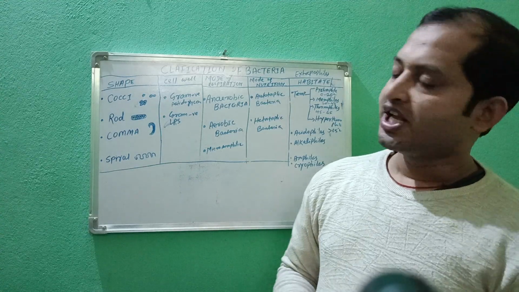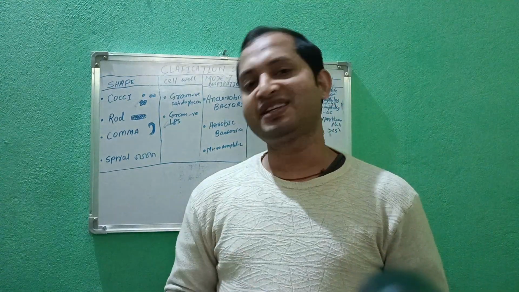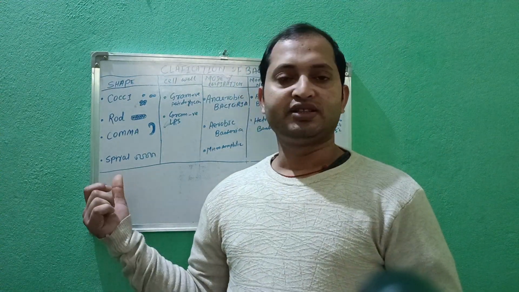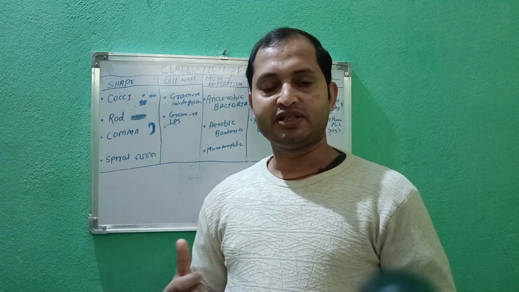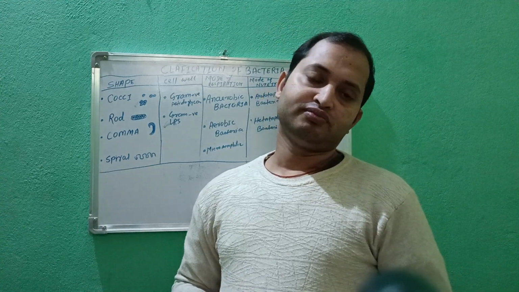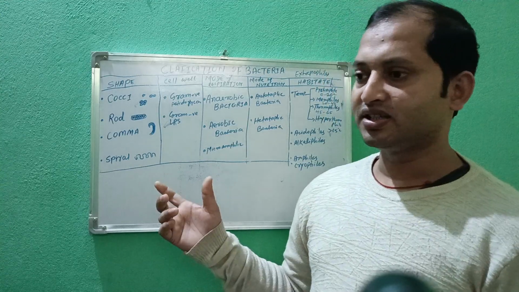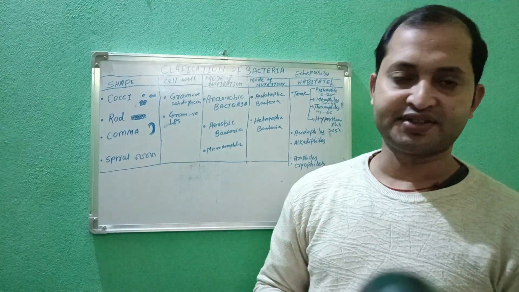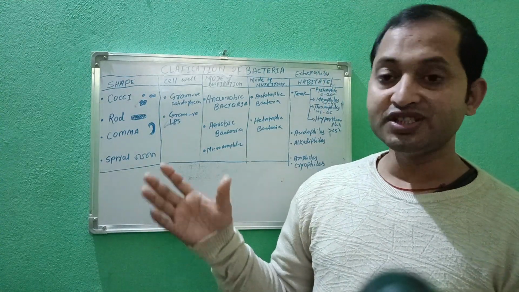A spiral bacterium looks like a spring-like structure and is called spiral. The best example of a spiral bacterium is Spirillum volutans. Another characteristic of bacteria is the cell wall.